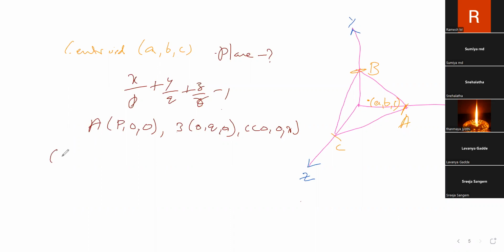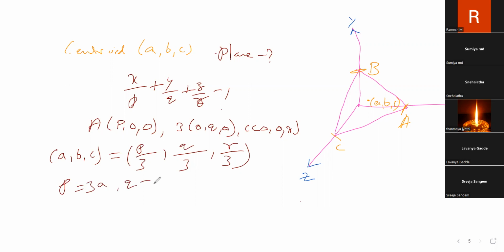Actually, here our given centroid is A, B, C. But for these 3 points, if you use the centroid formula, right, which is nothing but what? Sorry, P by 3 comma Q by 3, right? P plus 0 by 3, 0 plus Q plus 0 by 3. Similarly, 0 plus R by 3, which is R by 3. So this is your formula for centroid, through which what is the value of P? If I equate the corresponding coordinates, I am getting P is equals to 3A, Q is equals to 3B, R is equals to 3C.